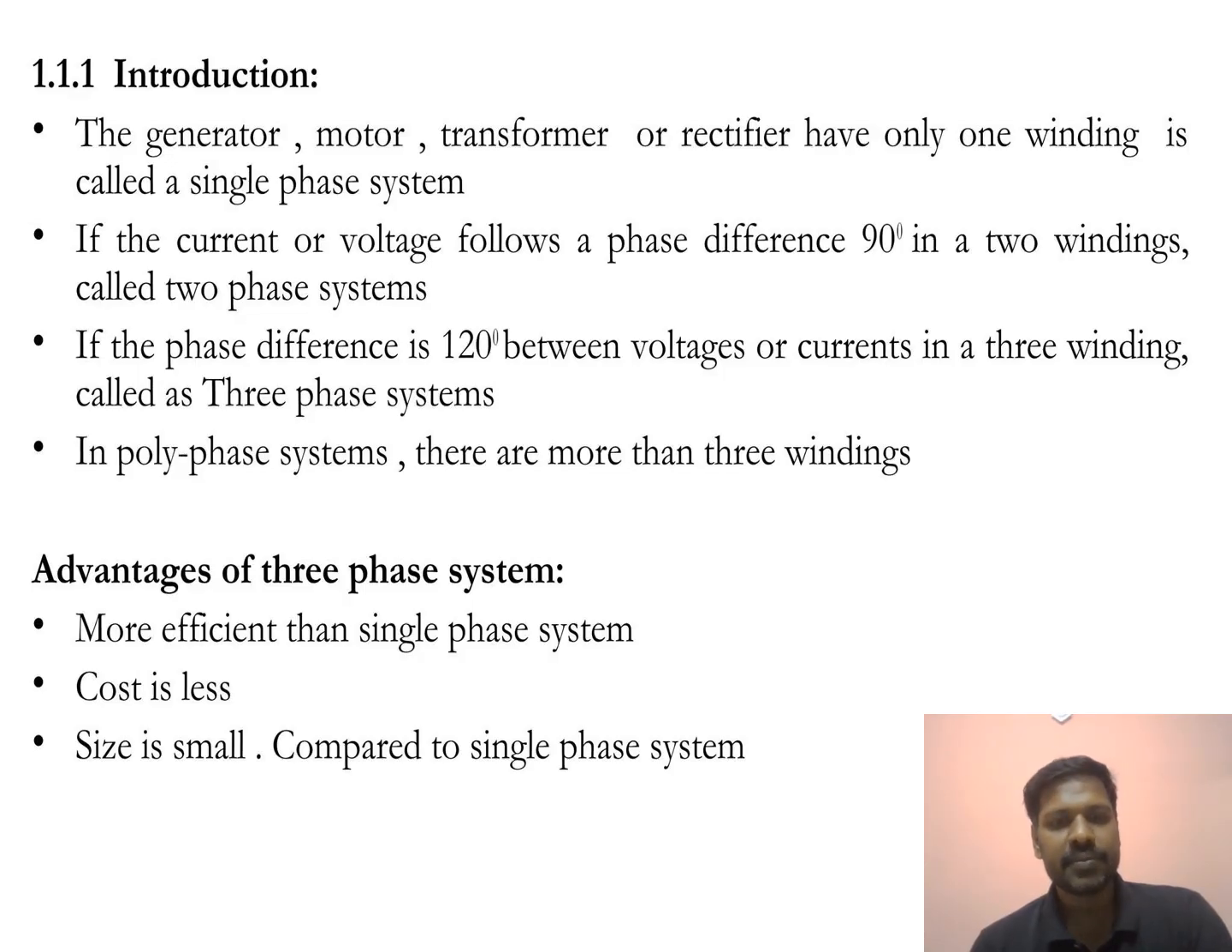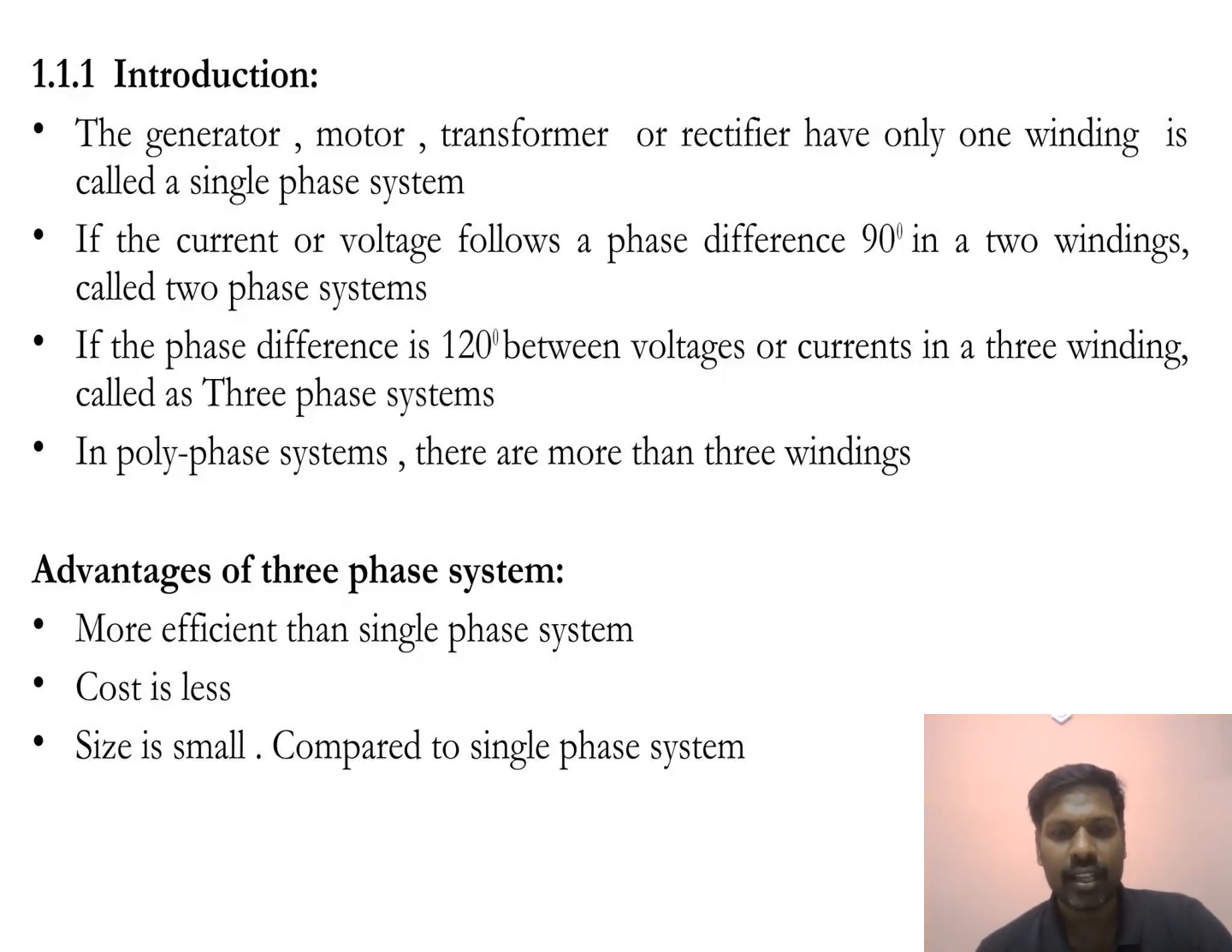Single-phase system. The generator, motor, transformer or rectifier has only one winding. This means there is only one alternating voltage, so all the power is carried by a single sinusoidal waveform. Single phase is common in homes for lighting and small appliances, but has limitations for higher power applications.